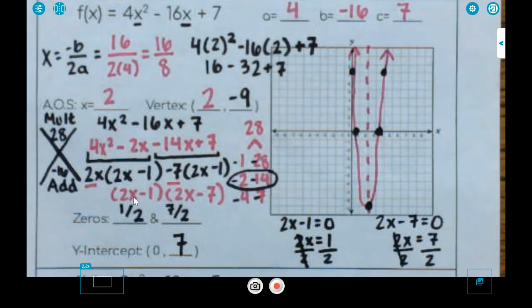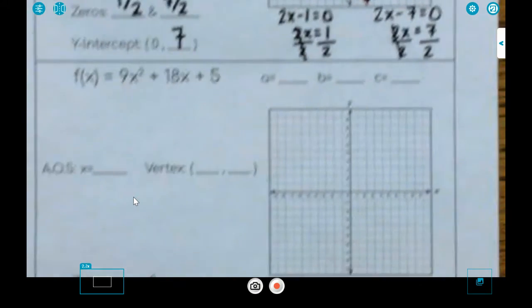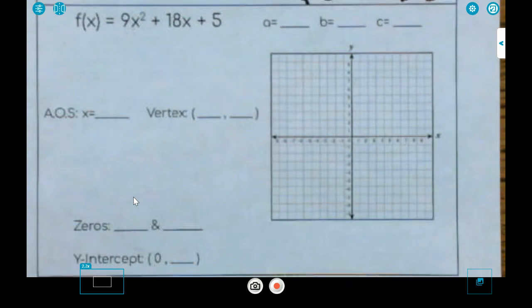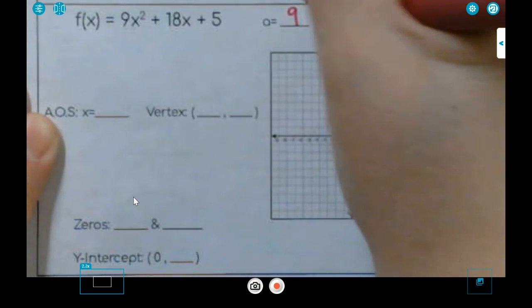Okay, any questions before we move on to our next example? Okay, so we've got one more example. We are going to go through this one. We're going to do all the same stuff, graph it as we go. So we've got 9x squared plus 18x plus 5. What is my A value? What is my B value? And what is my C value?